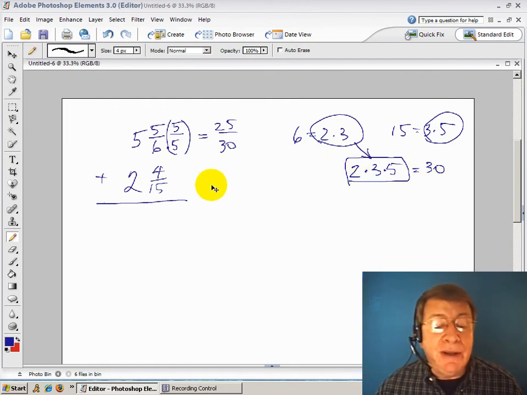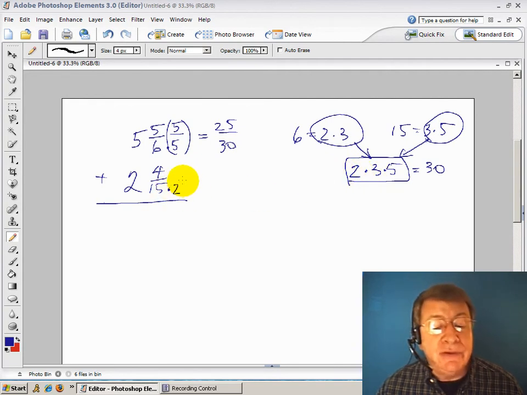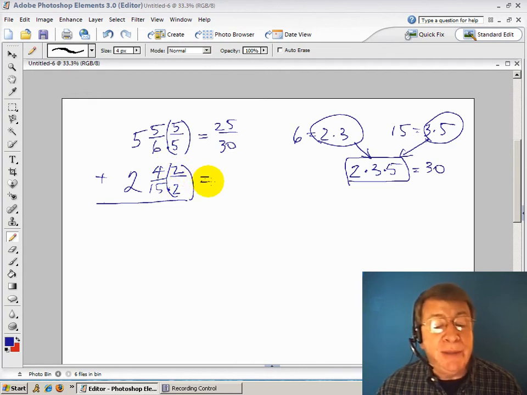In a similar way, I want to make 15 look like 30, and yes, I could guess at it, but 15 is made up of 3 and 5, and this is missing a 2. So by looking at the 2, by multiplying the denominator by 2 and the numerator by 2, we should be able to build this fraction up into 30ths, which we can. 2 times 4 is 8.